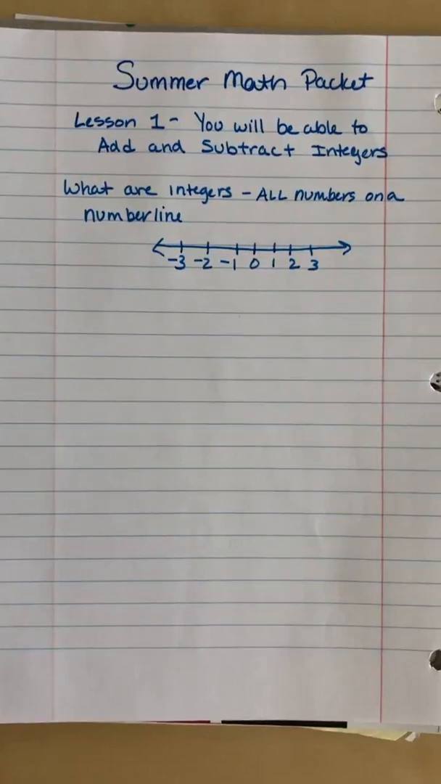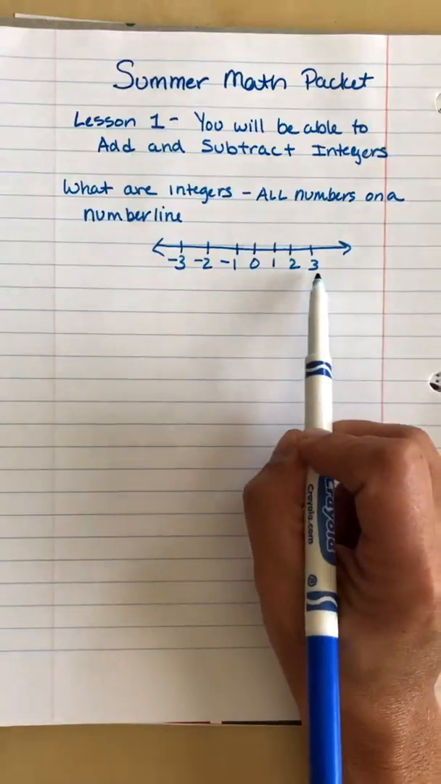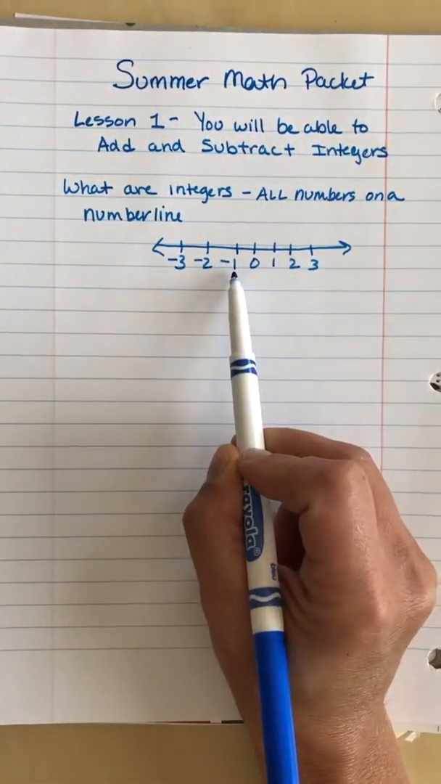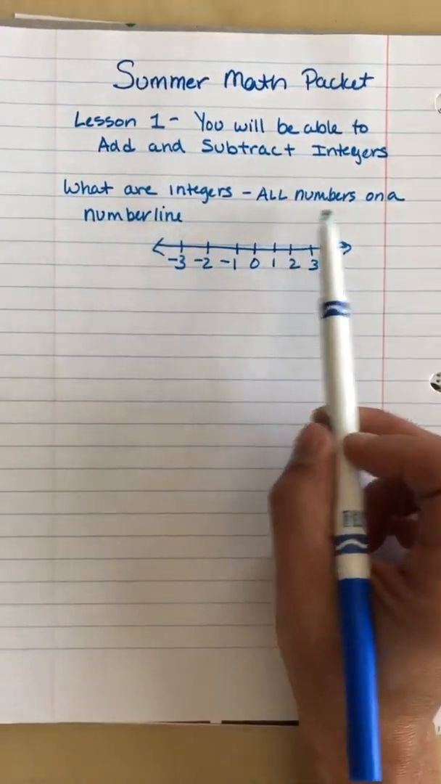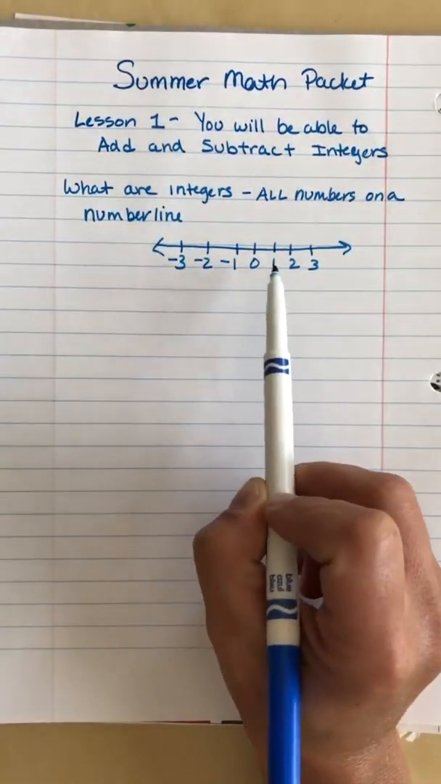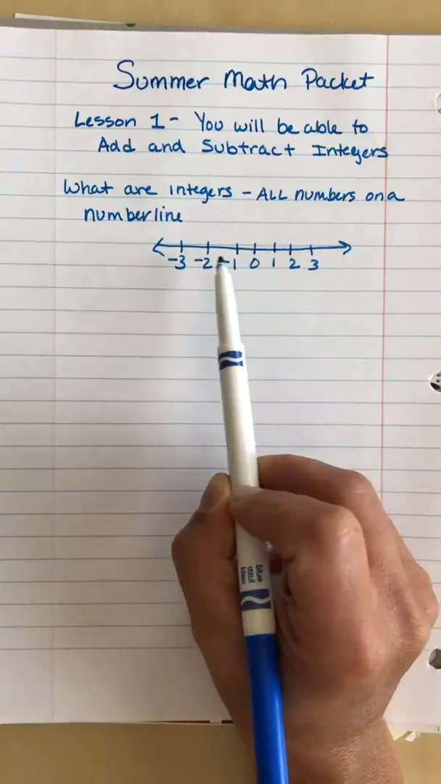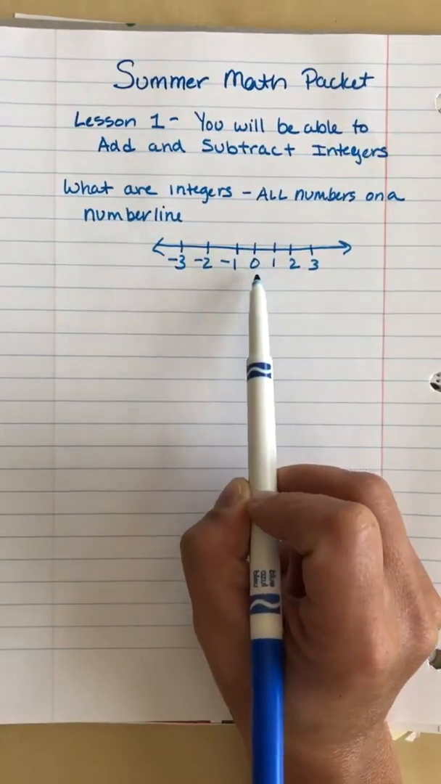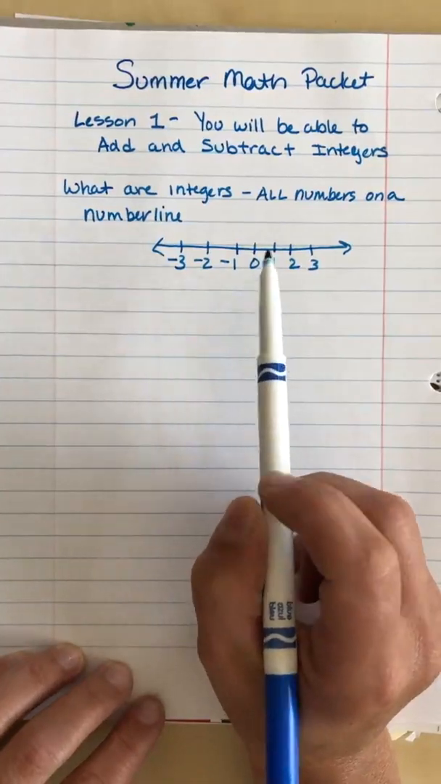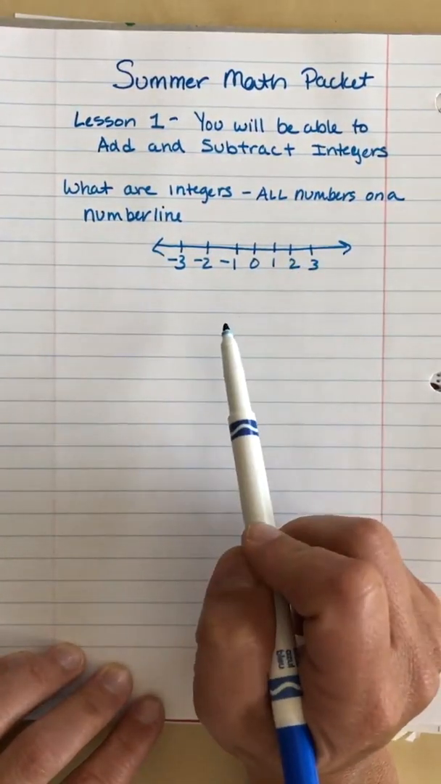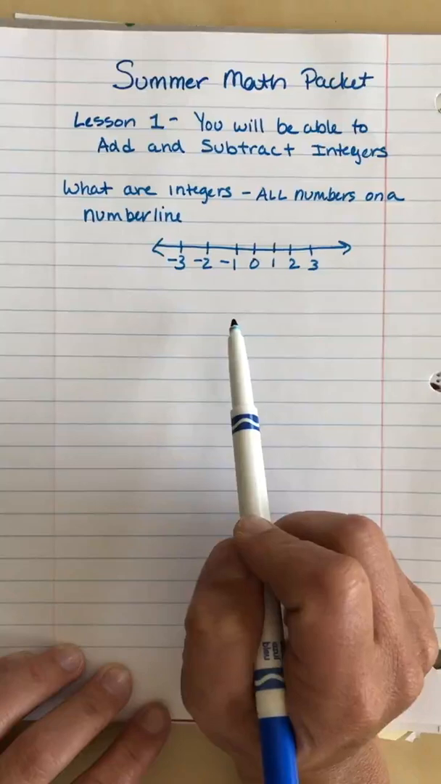So you do know what integers are. It's just a fancy name for numbers that are on the number line. So 0, 1, 2, 3, and -1, -2, -3. So integers are all numbers that are on the number line, including positive numbers and negative numbers. And it also includes 0. So going forward, we're going to learn how to add and subtract integers. First, we're going to add integers.